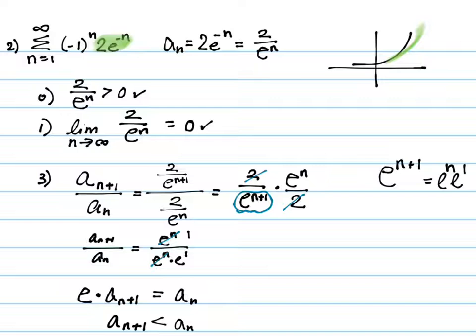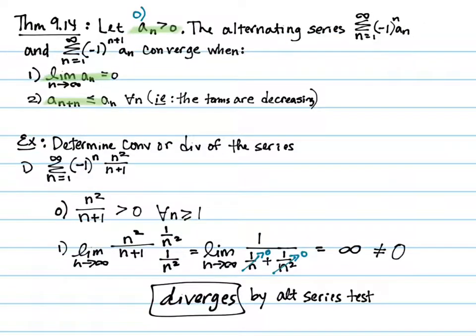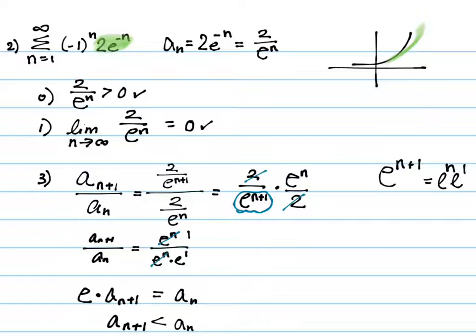Okay, so that's the last condition, the third one, or it said number 2. A sub n plus 1 is less than or equal to a sub n. So we have the third condition. All right, so we have the ability to say that this converges.